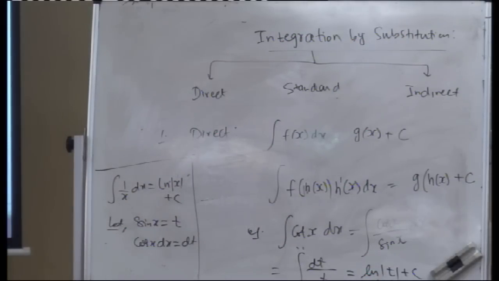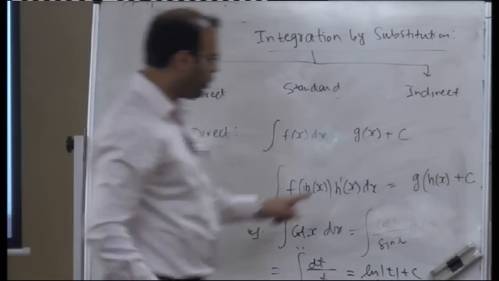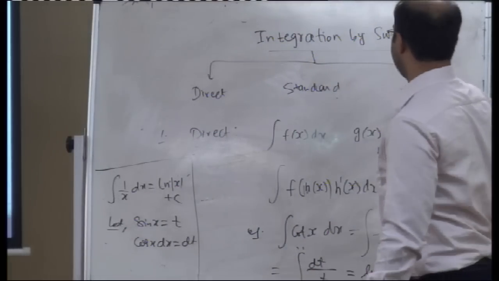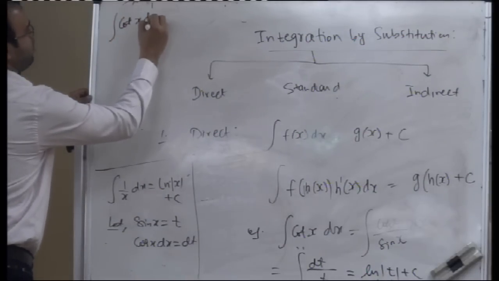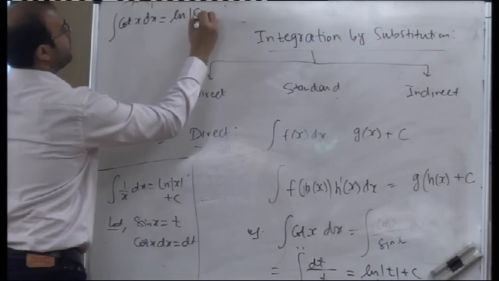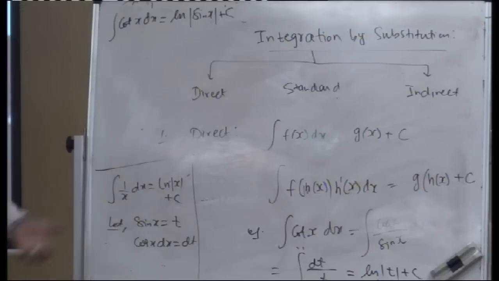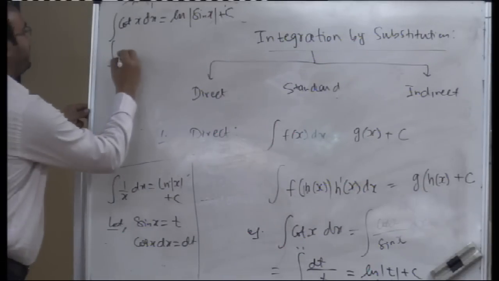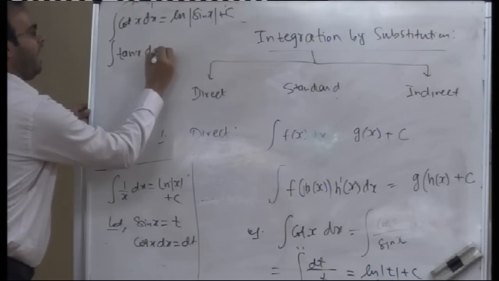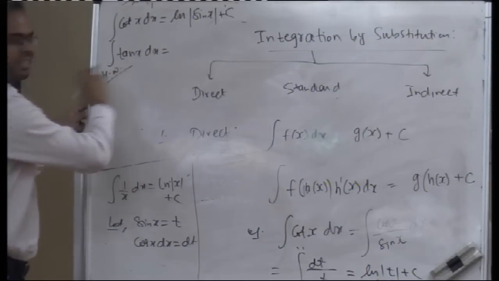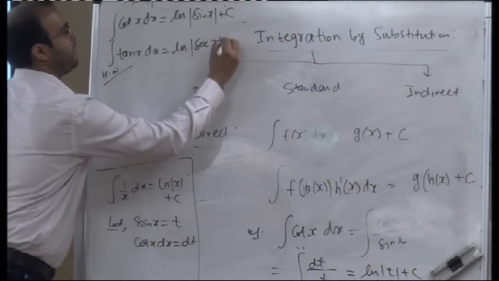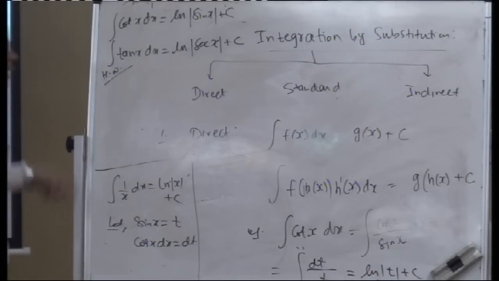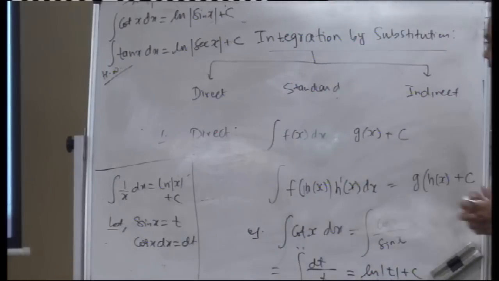I hope it is clear to everyone. So you can remember this as a formula again, that integral of cot x is log of mod of sin x plus c. There is another formula, integral of tan x dx. You can derive this formula as a homework. Exactly similar pattern. That is log of mod of sec x plus c. So this is how we do direct substitution.